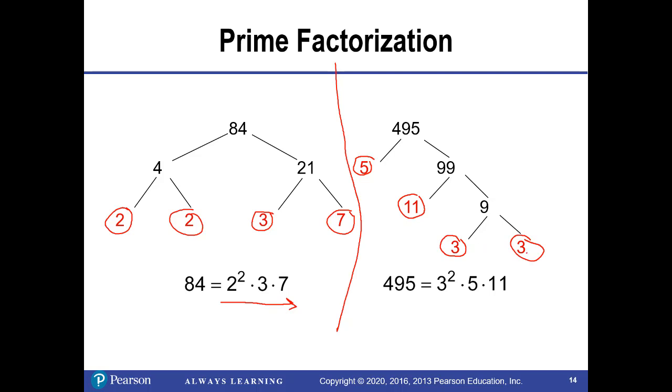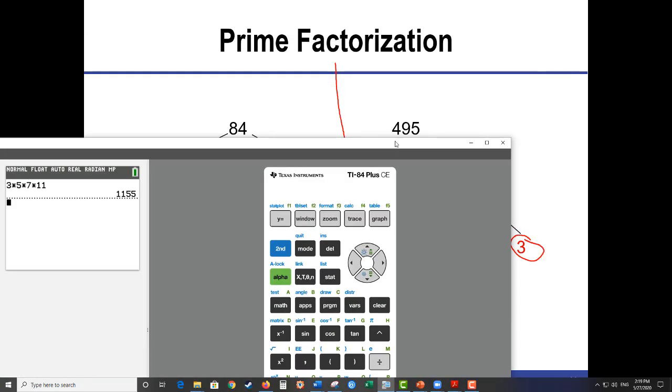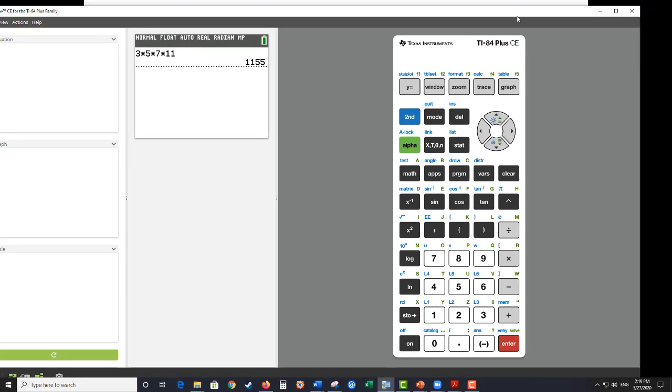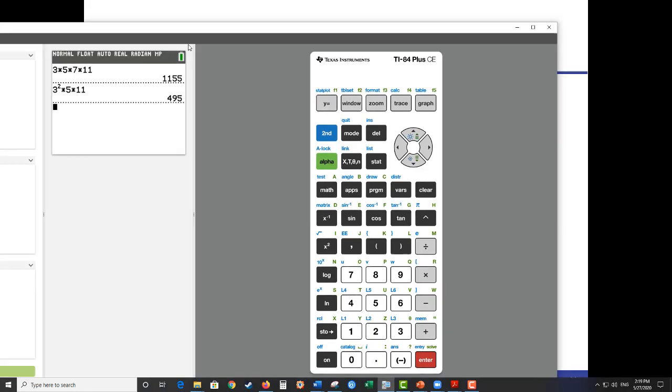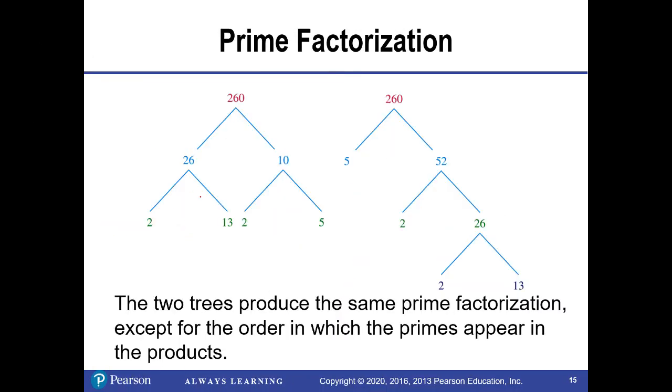So this is 3 times 3 times 5 times 11. We write that as 3 squared times 5 times 11. And if we check that in our calculator, we will see that we get 495. So let's check it on our calculator. 3 squared times 5 times 11. I should get 495, and I do. Again, the order you do this in doesn't matter.